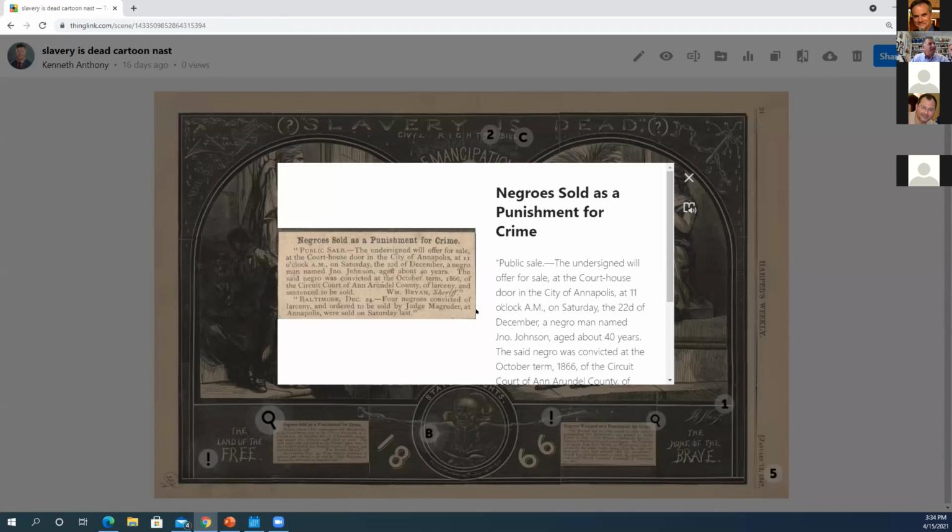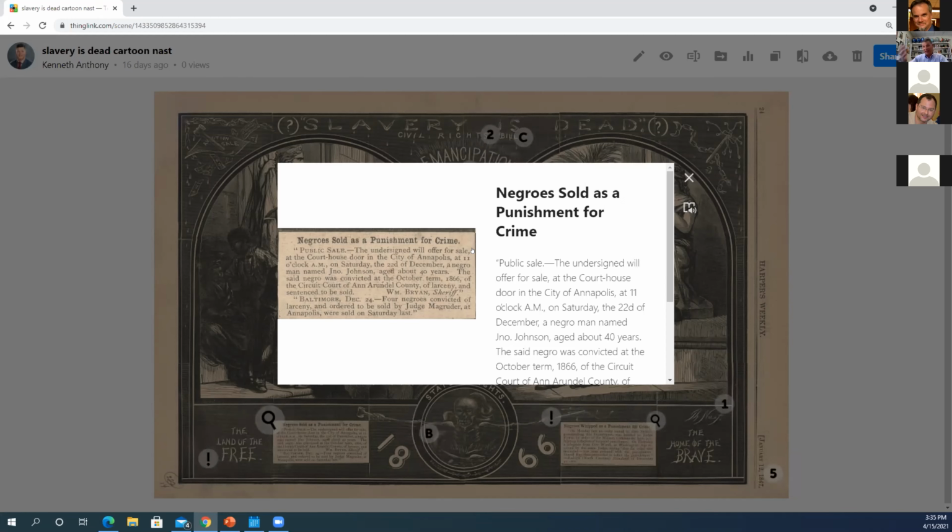So this is based on an event that actually happened in Annapolis, Maryland. All right. Thank you, Christopher. And so what it says is, again, we're using the terms of the time. At the time, Negro was a polite term to use. So it says Negro sold as a punishment for crime. It says public sale, the undersigned will offer for sale at the courthouse door in the city of Annapolis at 11 o'clock a.m. on Saturday, the 22nd of December, a Negro named Jonathan Johnson, aged about 40 years. The said Negro was convicted at the October term, 1866, of the Circuit Court of Anne Arundel County of larceny and sentenced to be sold. And then the person who said that was William Bryan, the sheriff, has put that out.